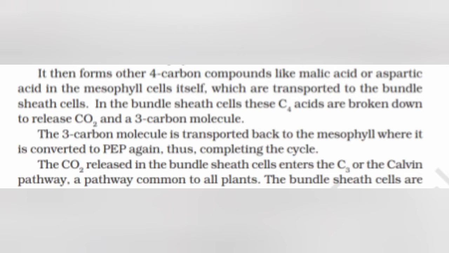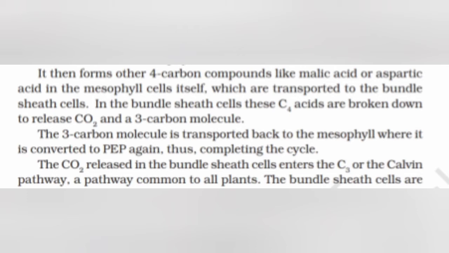It is a 4-carbon compound like malic acid or aspartic acid, formed in the mesophyll cell itself, which is transported to the bundle sheath cells. In the bundle sheath cell, these C4 acids are broken to release carbon dioxide and a 3-carbon molecule. The 3-carbon molecule is transported back to the mesophyll, where it is converted to PEP again, thus completing the cycle. The carbon dioxide released in the bundle sheath cells enters the C3 or Calvin pathway, a pathway common to all plants.